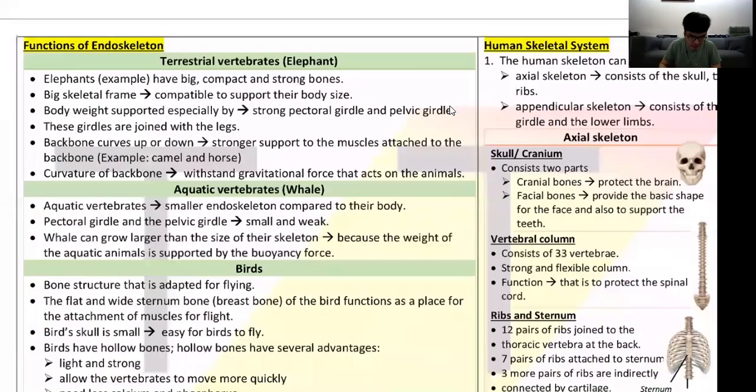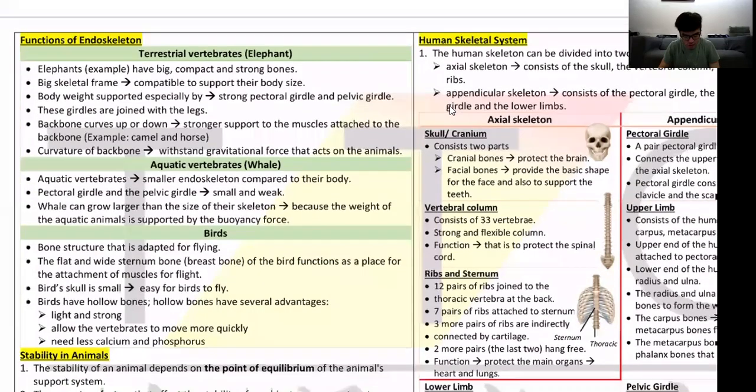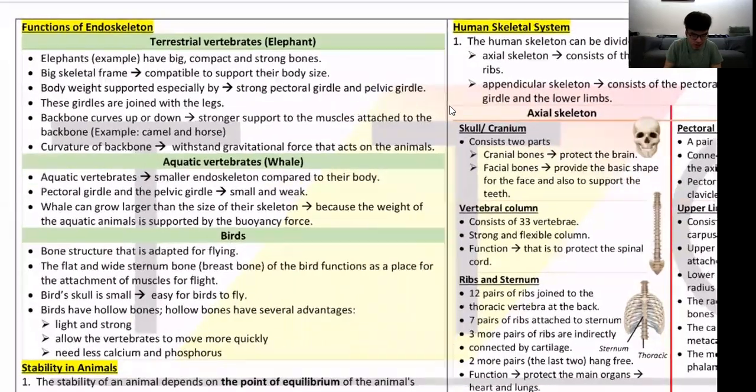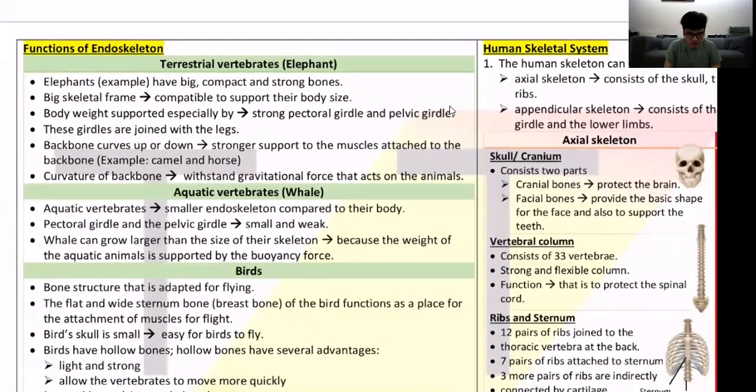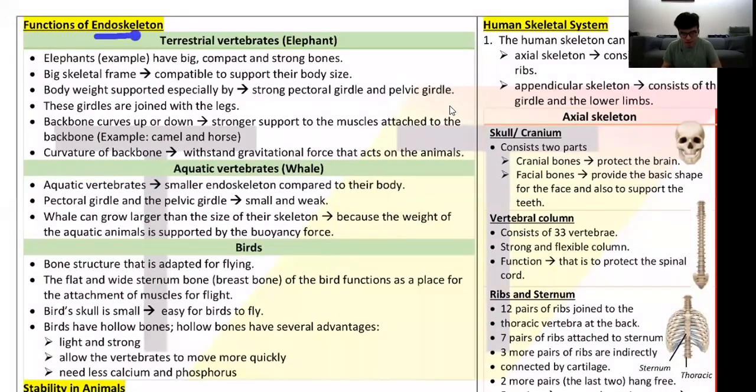Okay, moving on. Let's look at the function of the endoskeleton. Let's come back to human. So the endoskeleton has three types. We have terrestrial vertebrate, aquatic vertebrate, and of course air vertebrate, that's your bird. So we have land, water, and air. All three are more or less the same. They have vertebrates, but they have a little bit of difference.